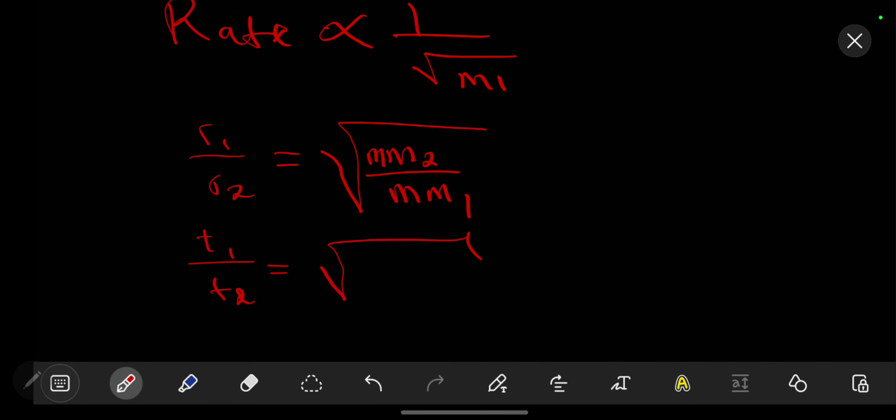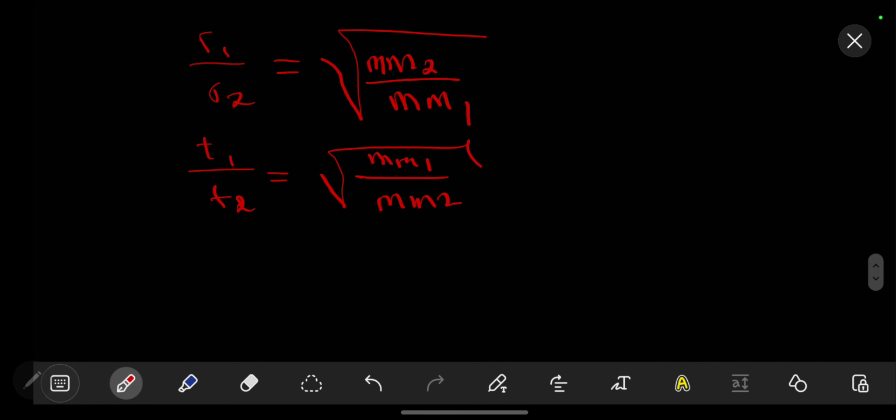So when we use time, we are going to say the molar mass 1 over the molar mass 2. So now, since we have this formula and we are provided with time, we are going to produce the relationship. From the question, we know that we have 3.5 as our time taken for the unknown gas to effuse over the 7.